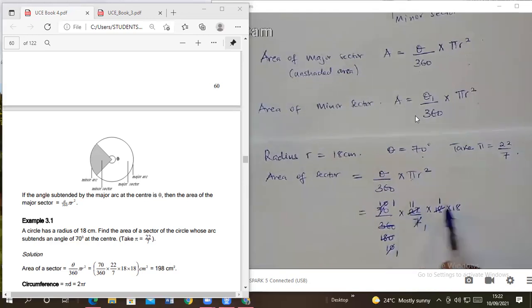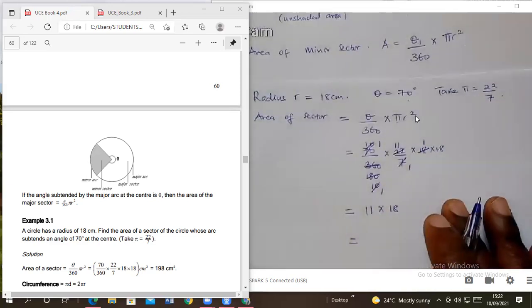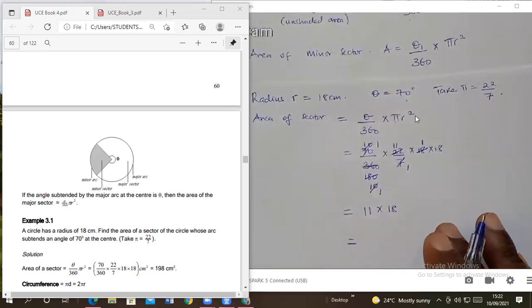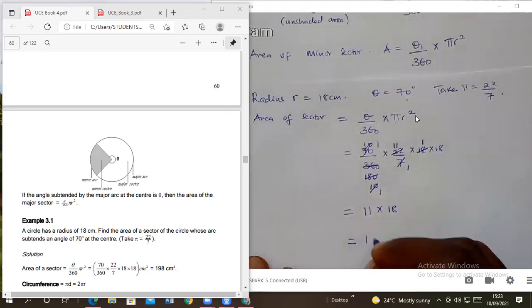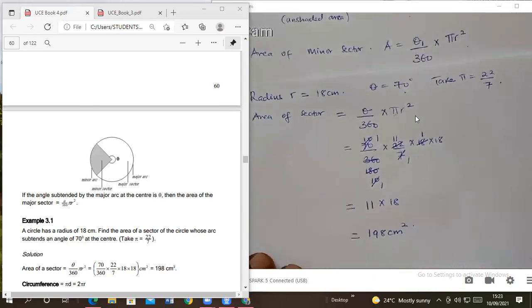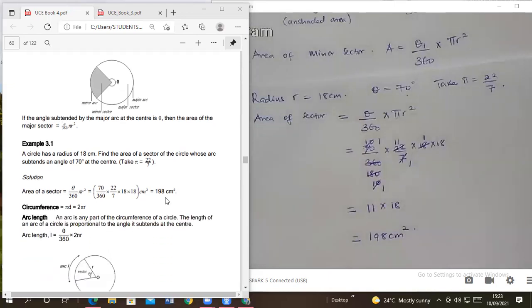We are left with 11 times 18. And what do we get after multiplying there? 198. 198 centimeters what? Squared, yes, because you are finding the area. So that's the answer, 198 centimeters squared.